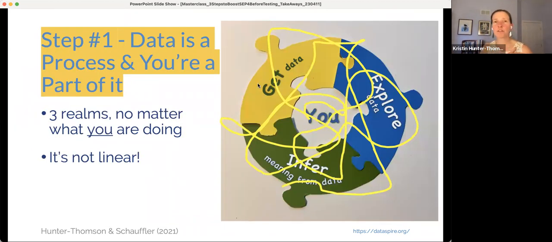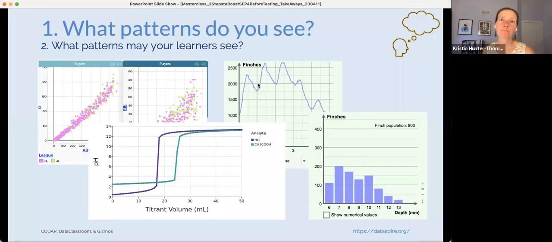A key part of them understanding that data is a process and that they are an active part of it is also realizing that while we talk about this in a linear flow of get data, explore data, infer meaning from data, very rarely is that actually the reality of how we work with data. It is not a linear process. This is not a 1, 2, 3 checklist. This is a get in, mess about, make some sense of things.